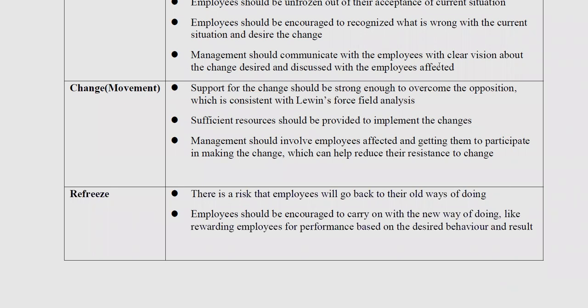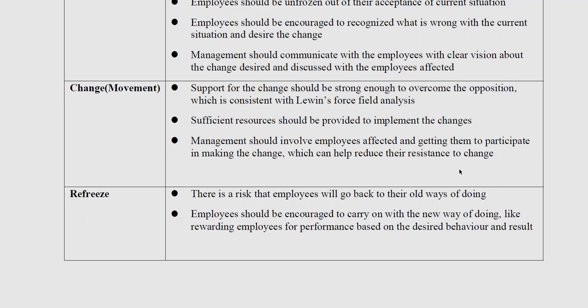Also, the next thing to consider is the change or the movement. So once you have been able to unfreeze them, now you need to put in the change. You need to implement the change. So you support the change. Are you getting it? The people should support the change, everybody should support the change, right? So the support for the change should be strong enough to overcome the opposition, which is consistent with Lewin's force field analysis. And there should be sufficient resources provided to implement the change. Okay, set new targets, and also give people rewards. And also, management should involve employees affected and get them to participate in the change, which can help reduce their resistance to change. So we are sort of bringing down the restraining forces.